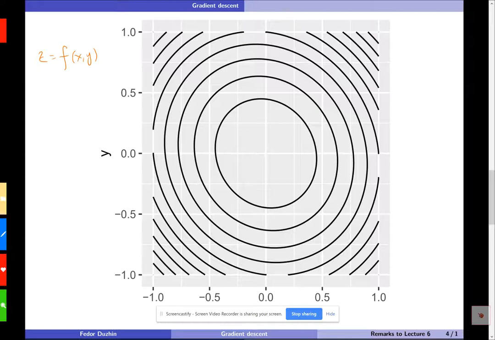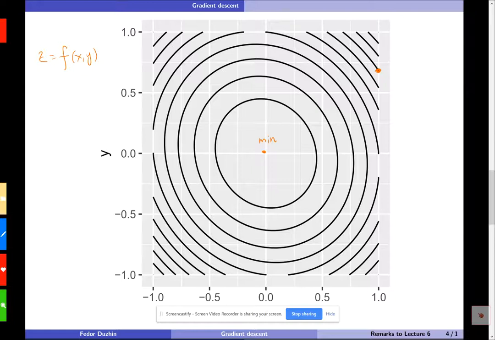The values are not indicated here, but they are decreasing towards the center. So at the center we have the minimum. The way gradient descent works is as follows. We begin at some point, let's say here, and then we make small steps in the direction of minus the gradient of the function.